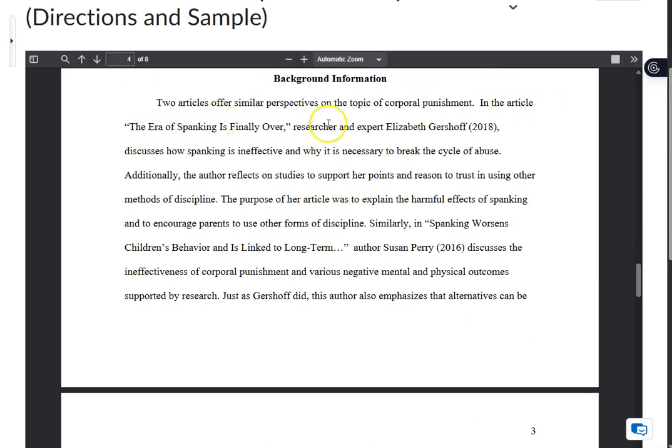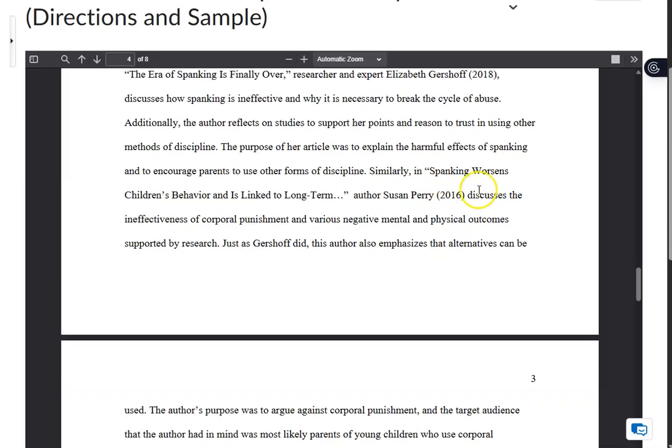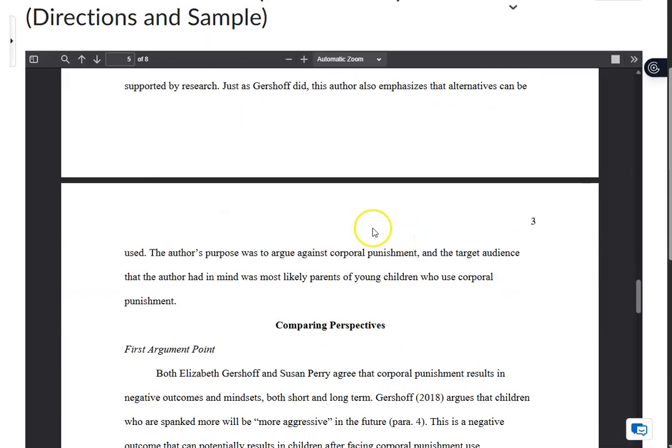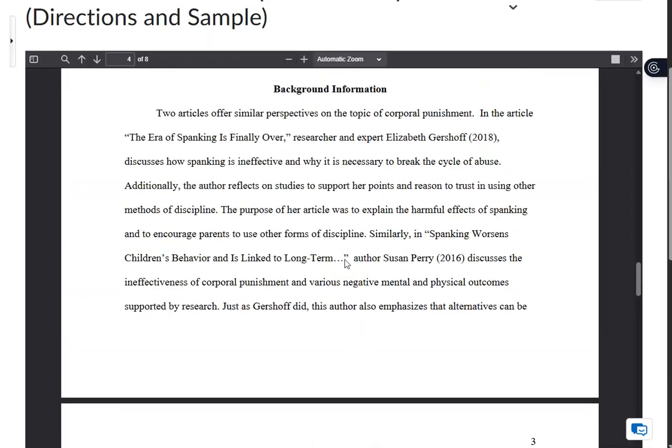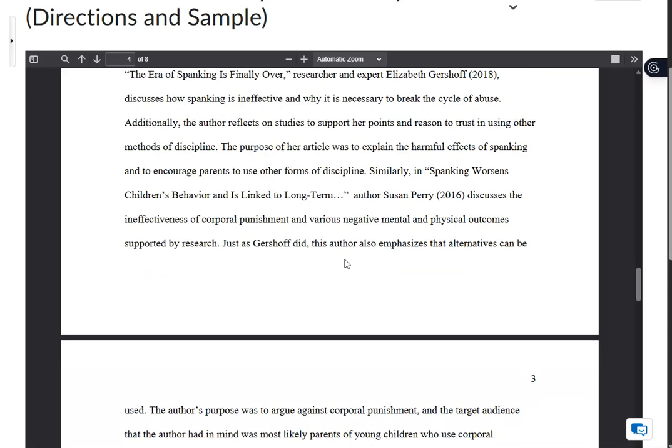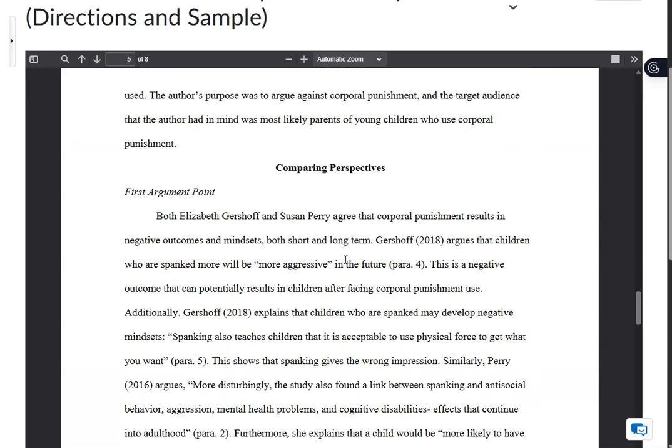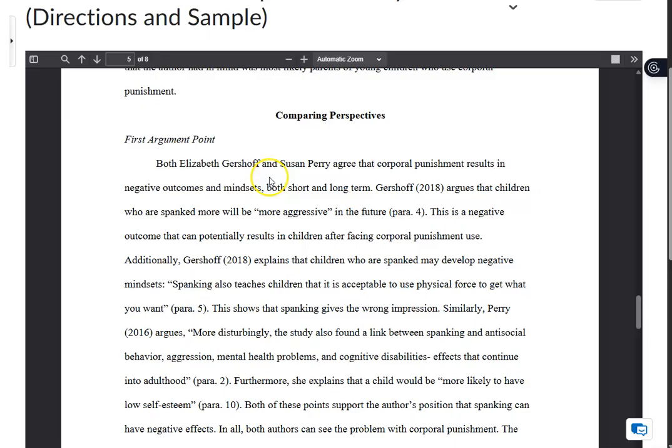Article 1, author, year, thesis. A little bit of a summary, purpose statement. Article 2, title, author, year, thesis. Here is a little bit of a summary. Here's the purpose. That's literally all I wanted out of that background information. Then we get into our comparing perspective section.